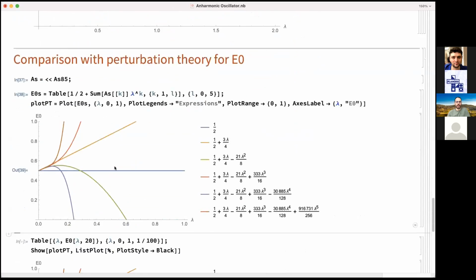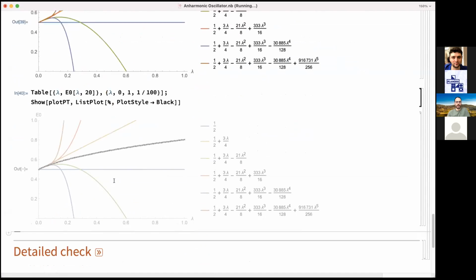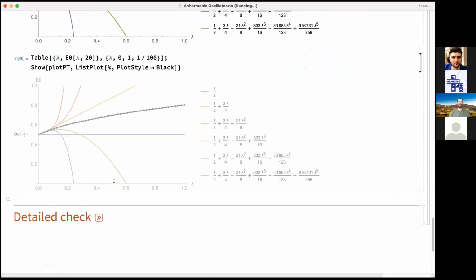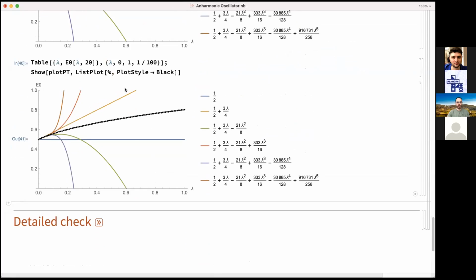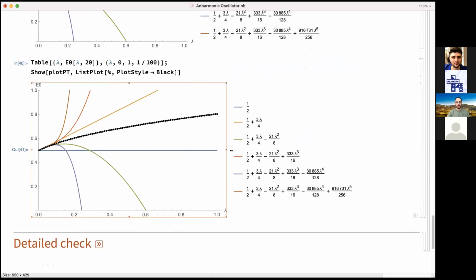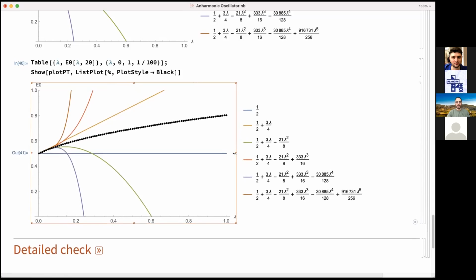Let me show you the final result here. This one took a bit longer because I put 20 by 20 and many points. Here I'm showing you the exact result. Well, at this level of precision, this is the exact result, but these black dots were computed with Hamiltonian truncation. So this is the ground state energy. I'm doing 20 by 20, so up to lambda equal 1 the error is much smaller than what the human eye can see. So this is the right curve.